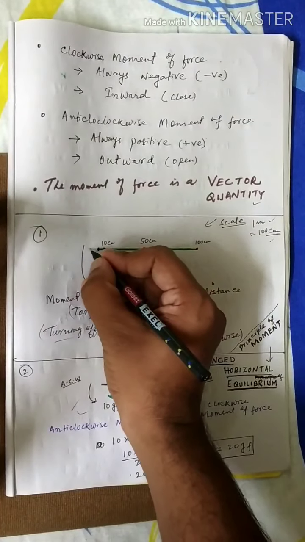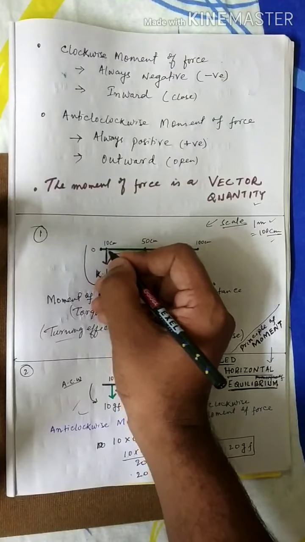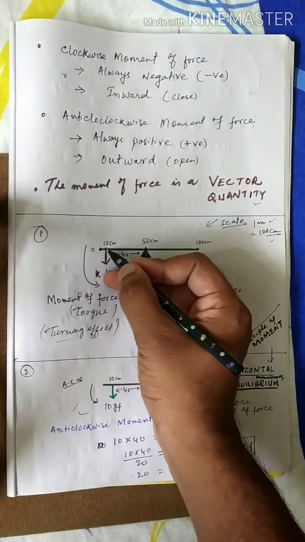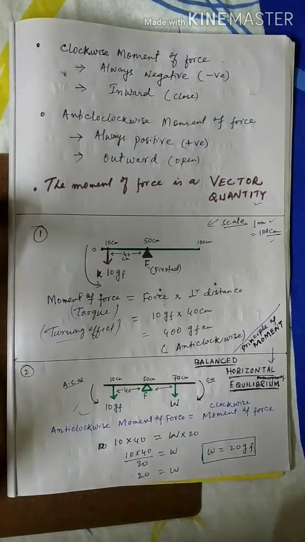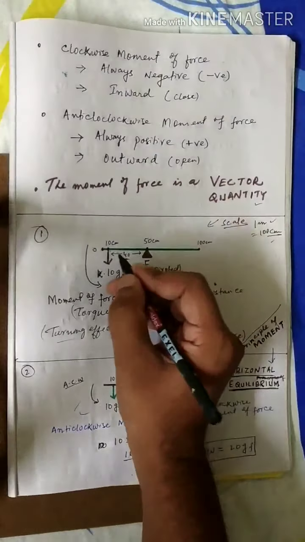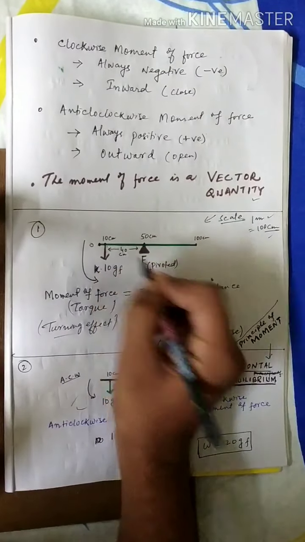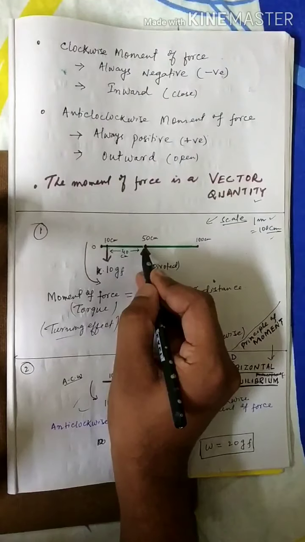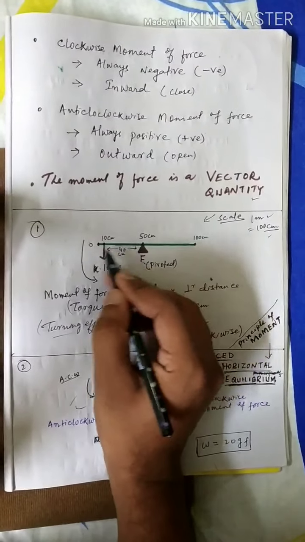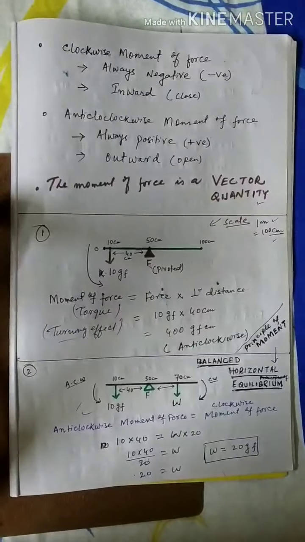So this one is 0, and from this, at the 10 centimeter mark, a load is put. Now from here to here, how much distance? 50 minus 10, 40 centimeters. So from the fulcrum, at the other end, 40 centimeters, a load is put.